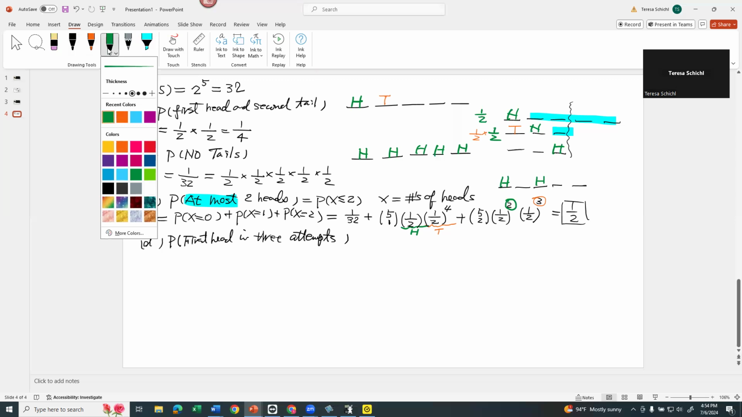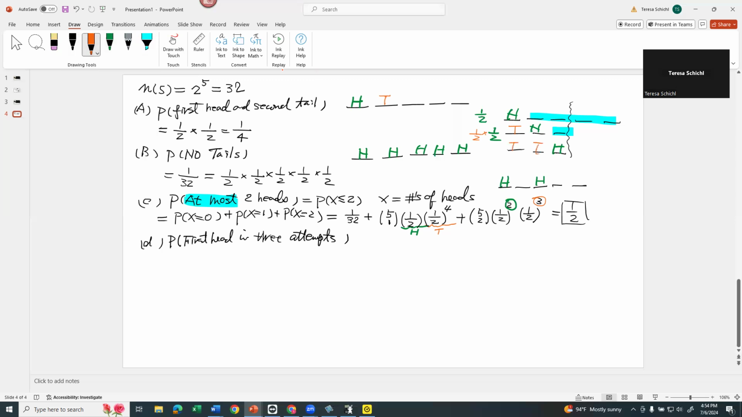And then the same thing here for this one. When my head is in here, that means I have to have tails here. Now, whatever comes after doesn't matter. So this probability will be 1/2 times 1/2 times 1/2 for the head here. So what is the probability? I will just add these 3 together. So this will be 1/2, plus 1/2 times 1/2 is 1/4, plus 1/2 times 1/2 times 1/2, this is 1/8. So the probability I'm having here is 7/8.